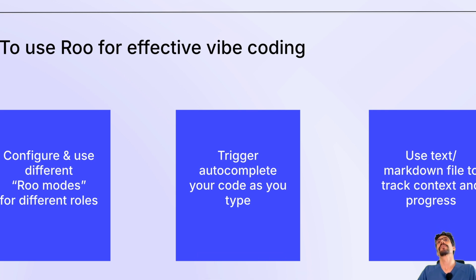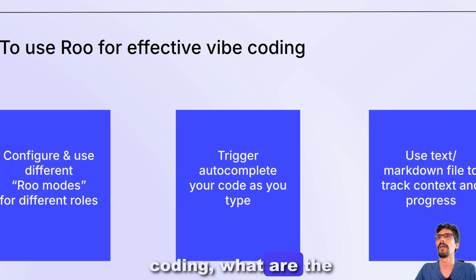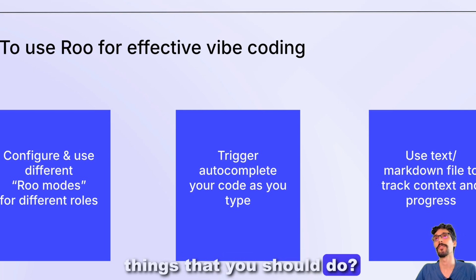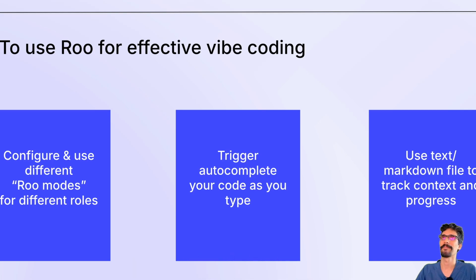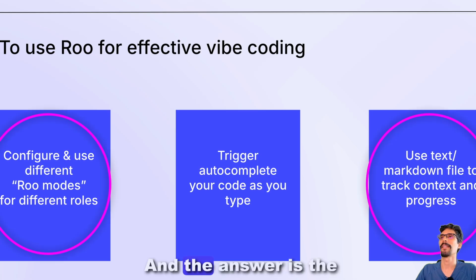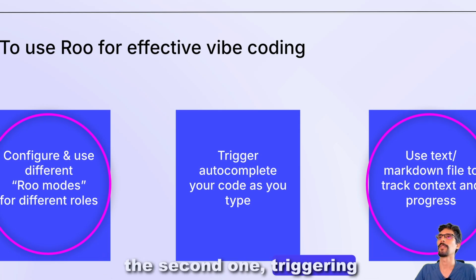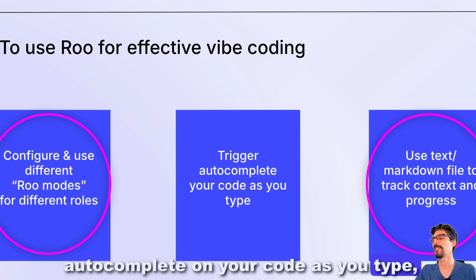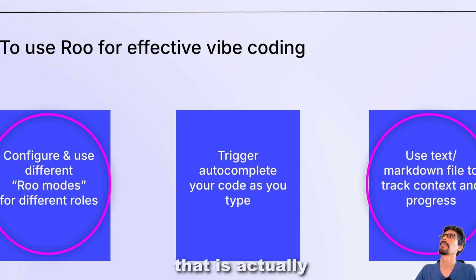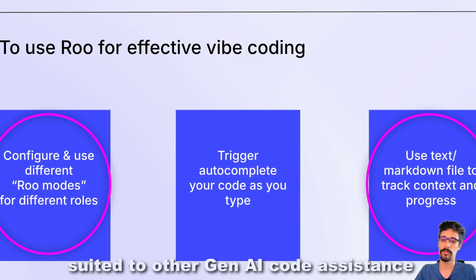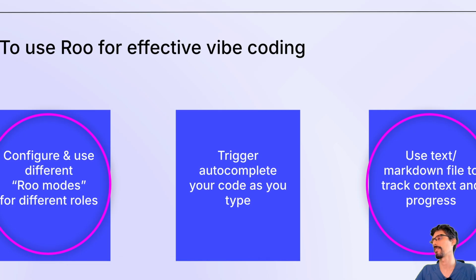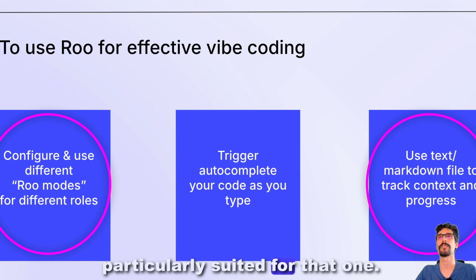Next question. To use Roo effectively for vibe coding, what are the things that you should do? Give you a second. And the answer is the first and third ones, right? So if you want to do the middle one, the second one, triggering autocomplete on your code as you type, that is actually something that's more suited to other Gen AI code assistance tools, such as Copilot. Roo mode isn't particularly suited for that one.